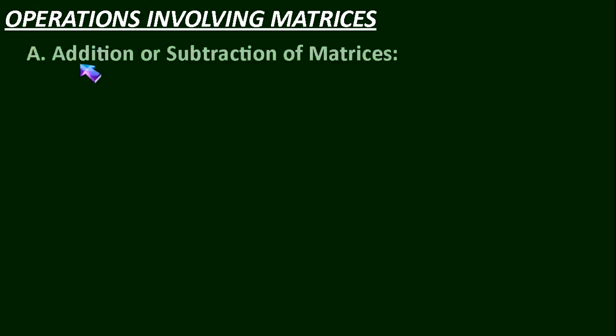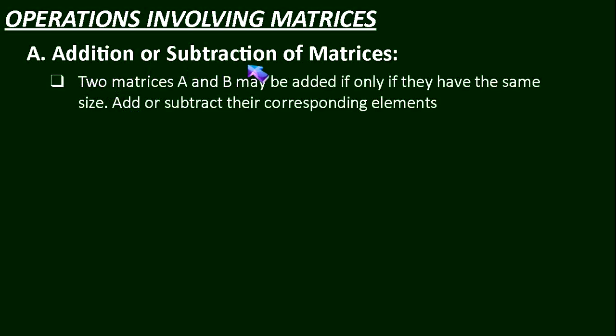So we have here the continuation of the first presentation, the operations involving matrices. First is the addition or subtraction of matrices. In addition and subtraction of matrices, two matrices A and B may be added or subtracted only if they have the same size. So you have to add or subtract their corresponding elements.